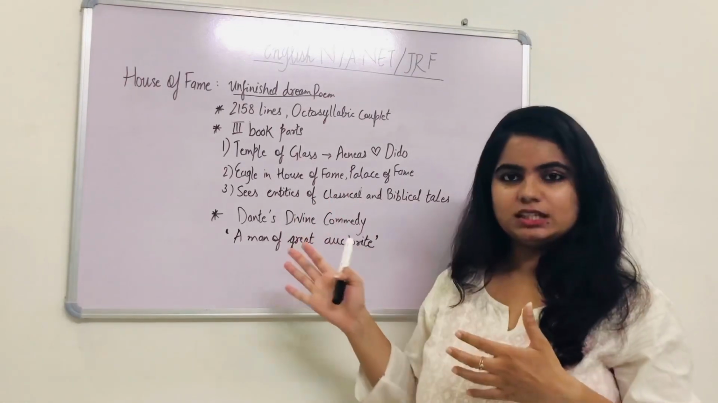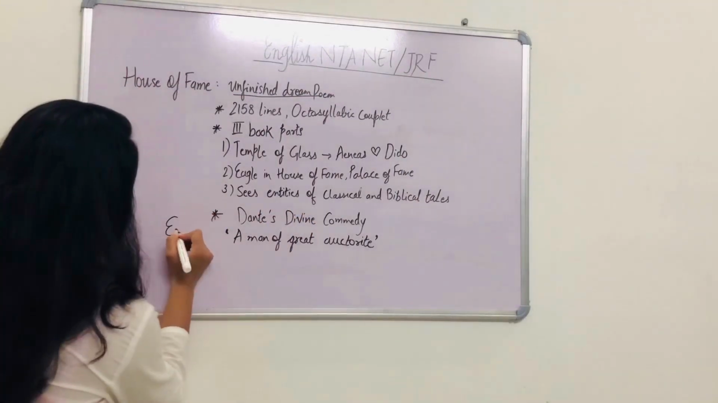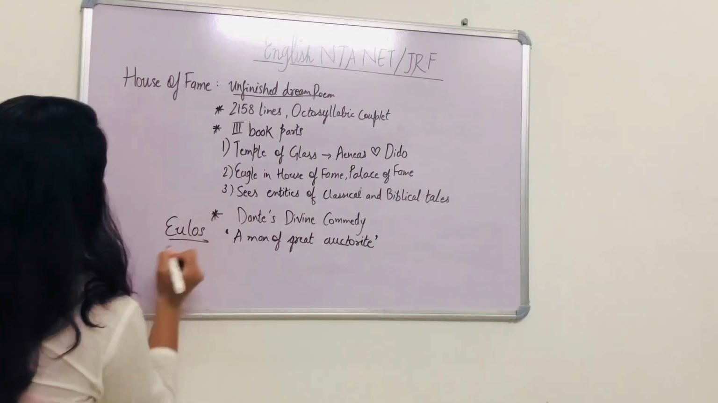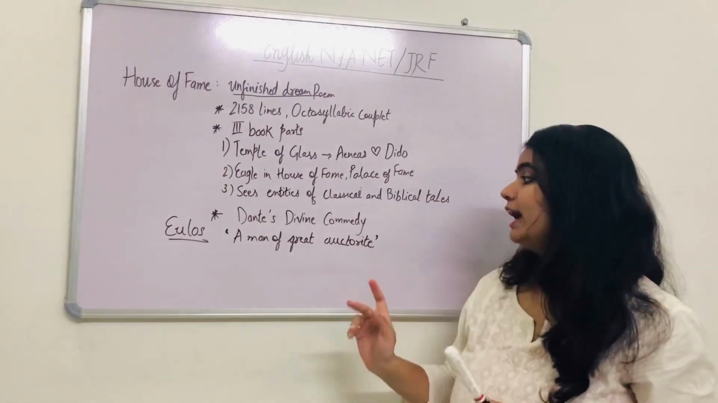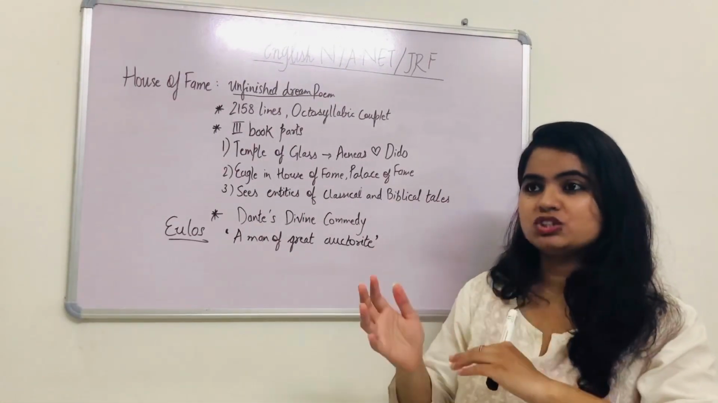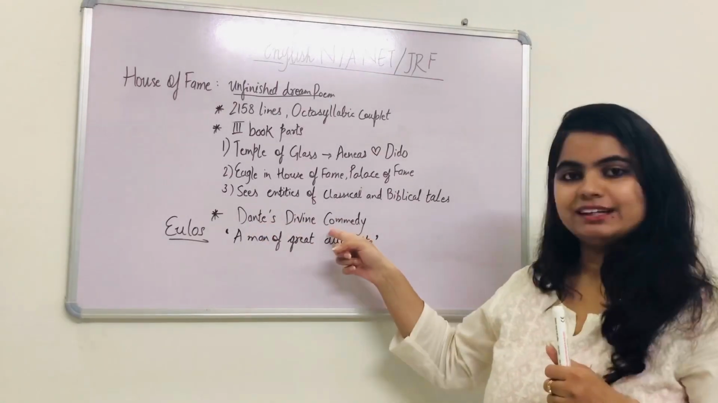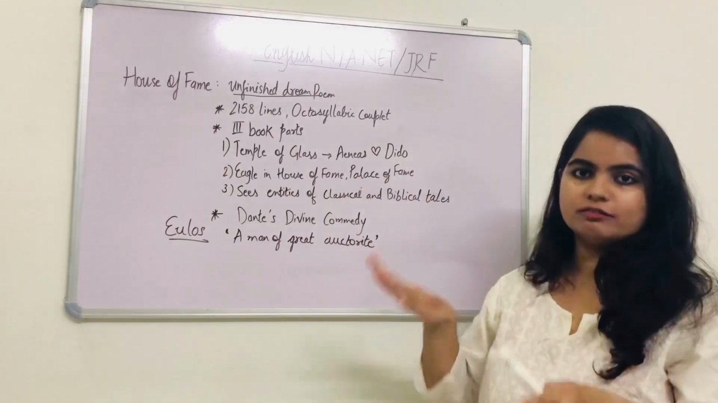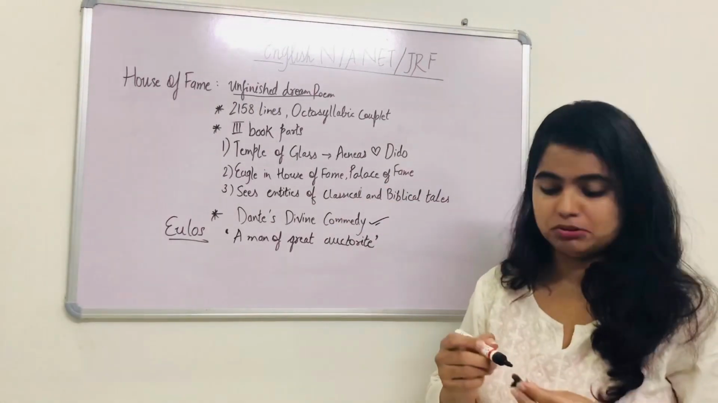So there you see Aeolus is a person who blows a trumpet. Aeolus is a person who blows a trumpet here, and there is a scene which has a similarity between Dante's Divine Comedy and this work, House of Fame. So this is the major important thing which you have to remember, right?